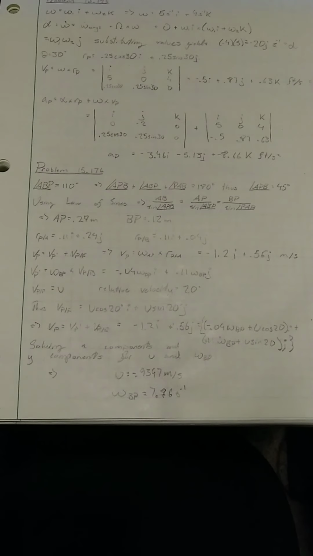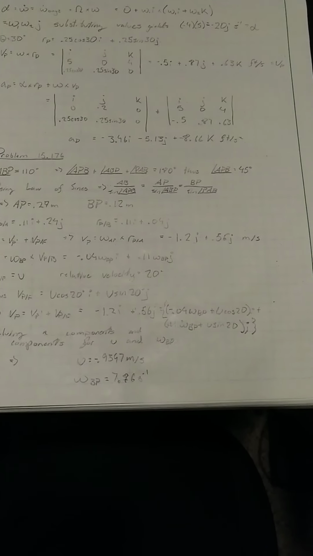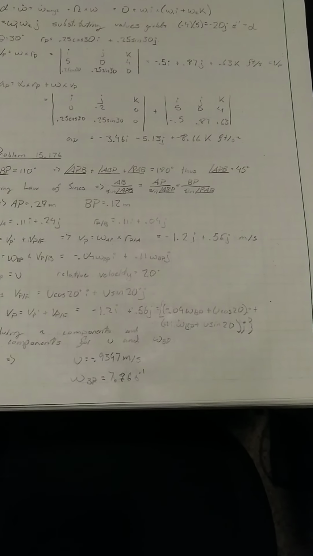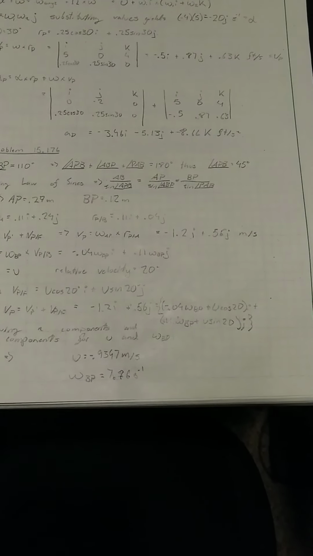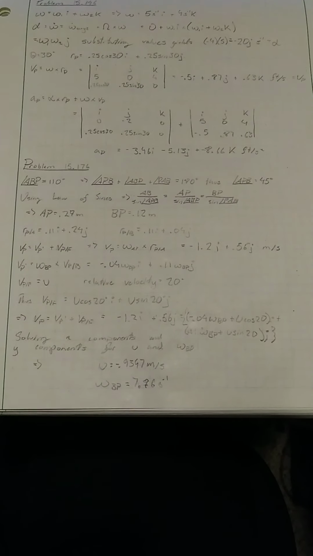Alright, next problem we have problem 15.176. So knowing that at the instant shown the rod attached at A has an angular velocity of 5 radians per second counterclockwise and an angular acceleration of 2 radians per second squared clockwise, determine the angular velocity and the angular acceleration of the rod attached at B.